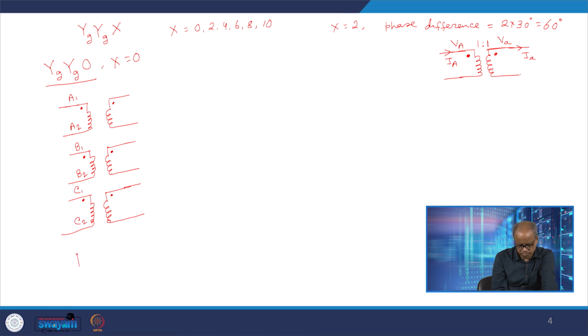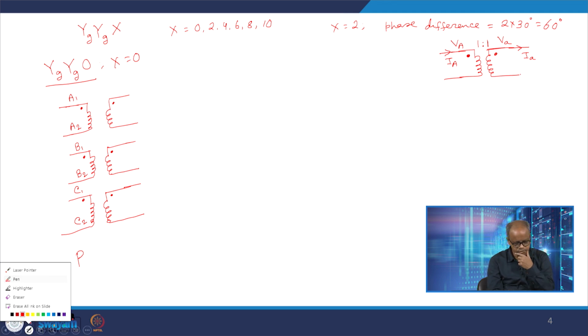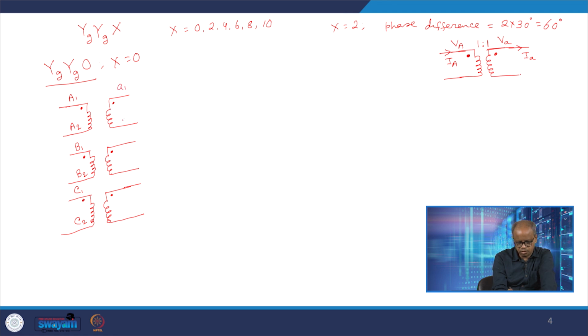So, this side is primary side, this side is secondary side. So, this is understood. And we also mark the terminals here: small a1, a2, b1, b2, small c1, small c2. So, these are the terminal markings. We have not made any connection yet.